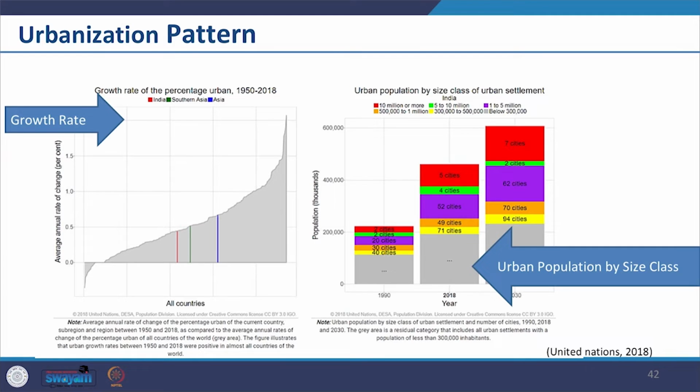As per 2018 data, we have 5 cities above 10 million population, and it is projected that we will have 7 such cities by 2030. We have 4 cities with population ranging from 5 to 10 million, and it is projected that we will have 2 such cities by 2030. We have 52 cities with population ranging from 1 to 5 million, and it is projected that there will be 62 such cities in 2030.